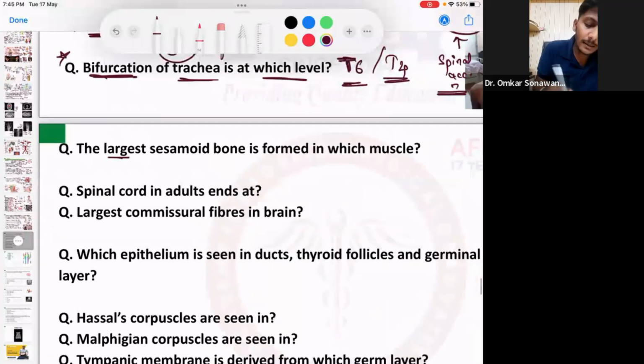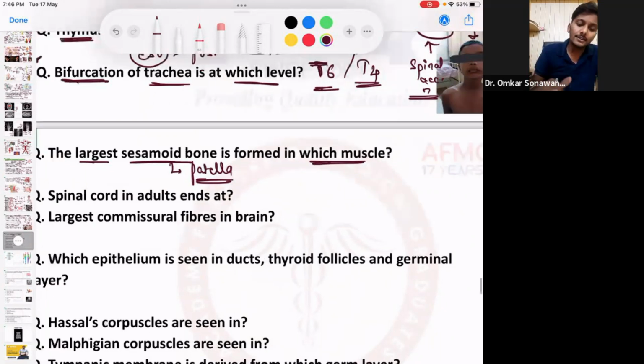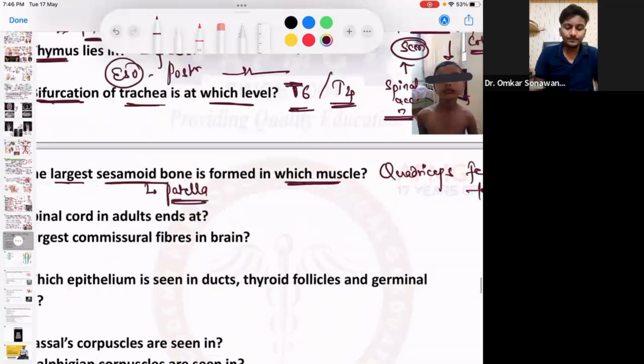Largest sesamoid bone is the patella, which forms the knee cap. And the largest sesamoid bone is formed in the tendon of which muscle? As I told you, sesamoid bones are ossified in the tendon of a muscle. So it is formed in the quadriceps femoris tendon. Patella is ossified in which tendon? The quadriceps femoris tendon.